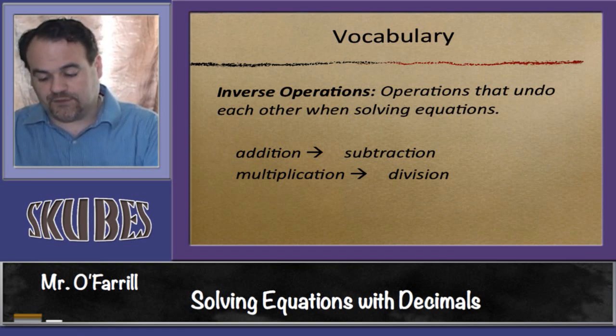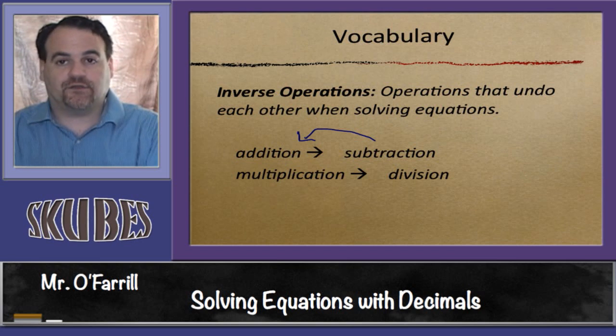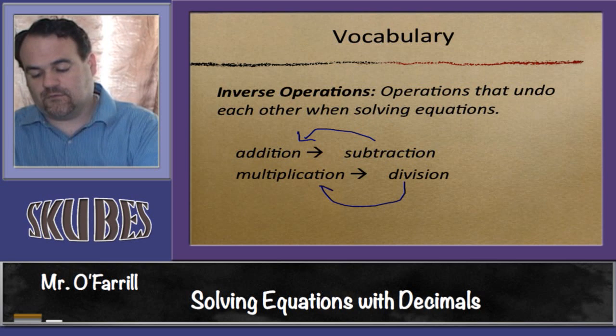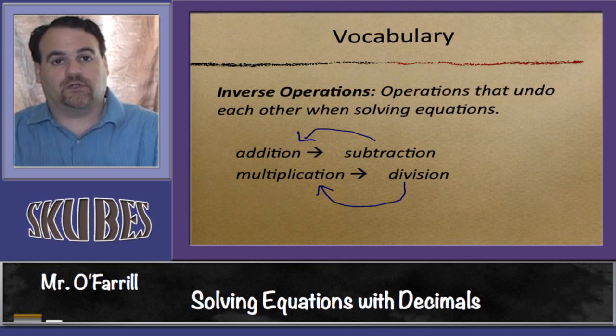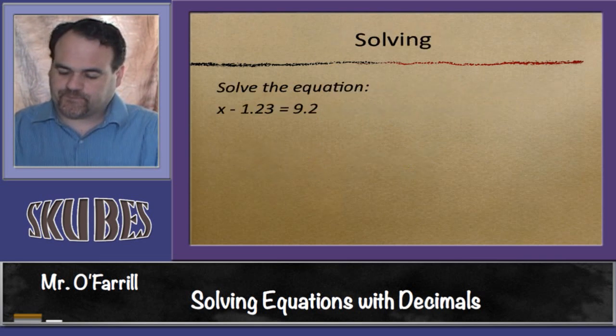Addition will undo subtraction, they are opposites, and subtraction will undo addition. Multiplication will undo division, and division will undo multiplication. That's the key to all algebra equation solving, is to do the inverse or the opposite of what you see as you unravel what's going on. And of course, remember, we do it in the reverse of the order of operations.